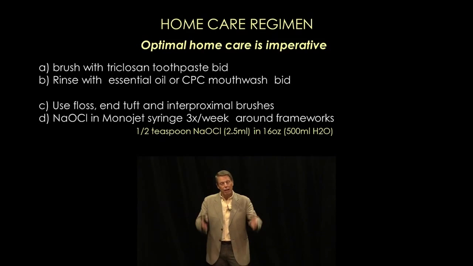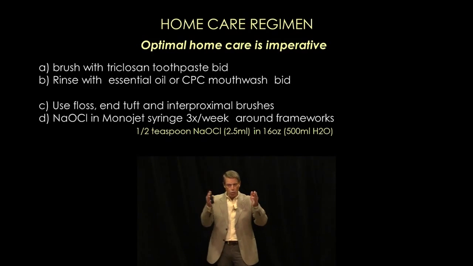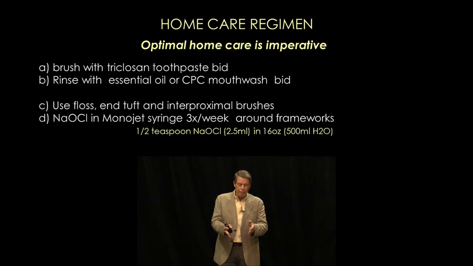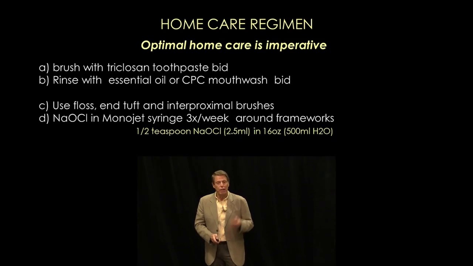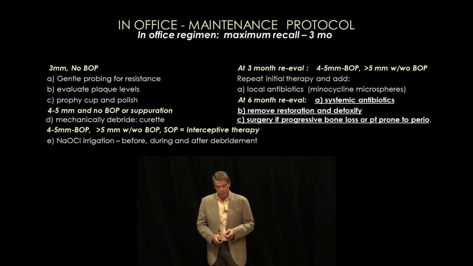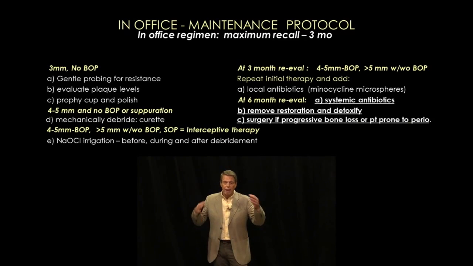They can pick it. If they have a water pick, with about a 16 ounce or 500 milliliter reservoir, what they can do is put a 1/2 teaspoon of the bleach in the water pick, fill the reservoir with water, and use that also, instead, 3 times a week on a low setting. Now, what happens is they come back at 3 months.